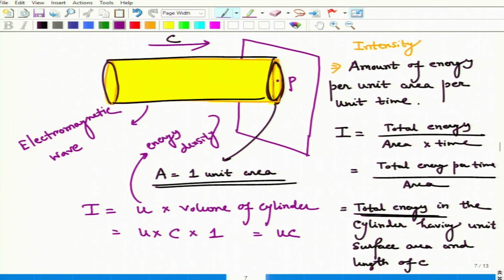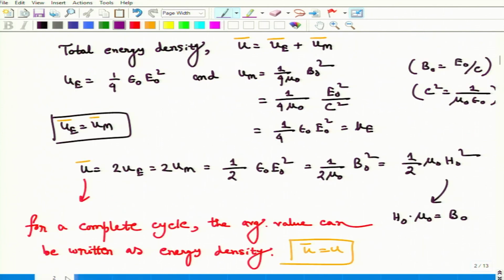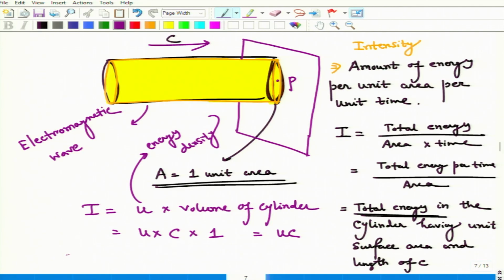So the intensity should be U into c, and we know the form of U, right? This is the form of U. From here we can write that I should be one by two epsilon naught c E naught square, which equals one by two mu naught, again c multiplied, B naught square.